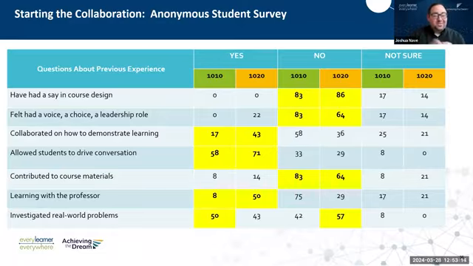Contributed to course materials? No. Well, that's pretty, oops, sorry. That's pretty standard for the experience. Learning with the professor. That was very encouraging. And one of the things that we love in that number right there is, if you look at learning with the professor, it starts out in 10-10 at 8 people had that experience. But by 10-20, with our faculty, 50 of those students said that they had contributed to the course materials. So we were really excited to see that.